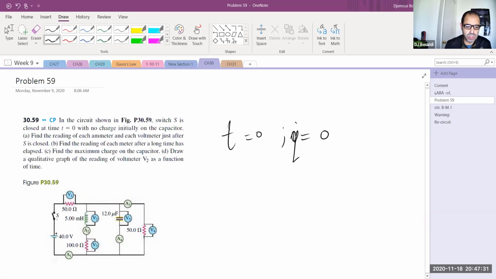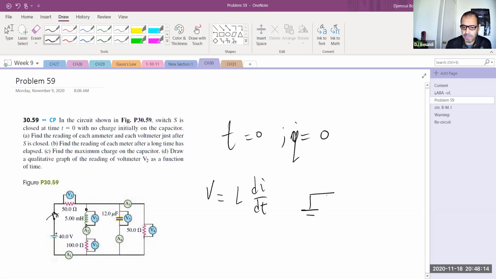Once you throw the switch to the closed position, current starts to come from the 40 volt EMF and goes through the 50 ohm resistor. Because of this inductor, the potential across it is proportional to the rate at which the current is changing. It doesn't like the current to change at all, so it's going to oppose that. So initially, this will be an open circuit here, okay? The current cannot go through an open circuit. It's like you don't have anything. This is how the circuit would look immediately after you put the switch on.